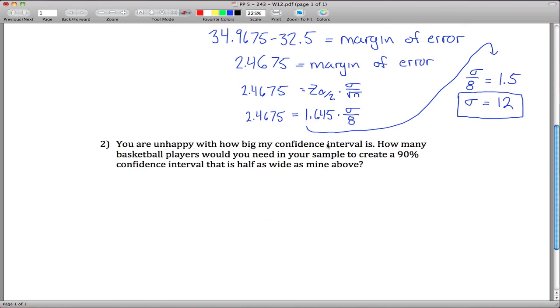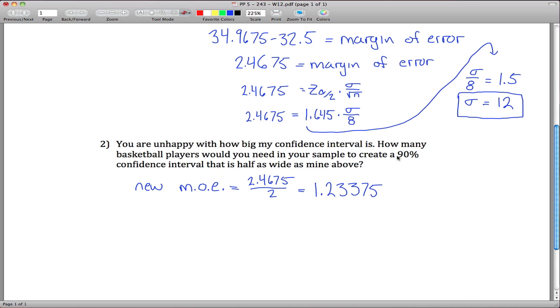We're unhappy with how big the confidence interval is. We want to create a new confidence interval that's half as wide. In other words, the new margin of error is half of 2.4675, which is some kind of ugly number. Let's see here, 1.2 0.3375.